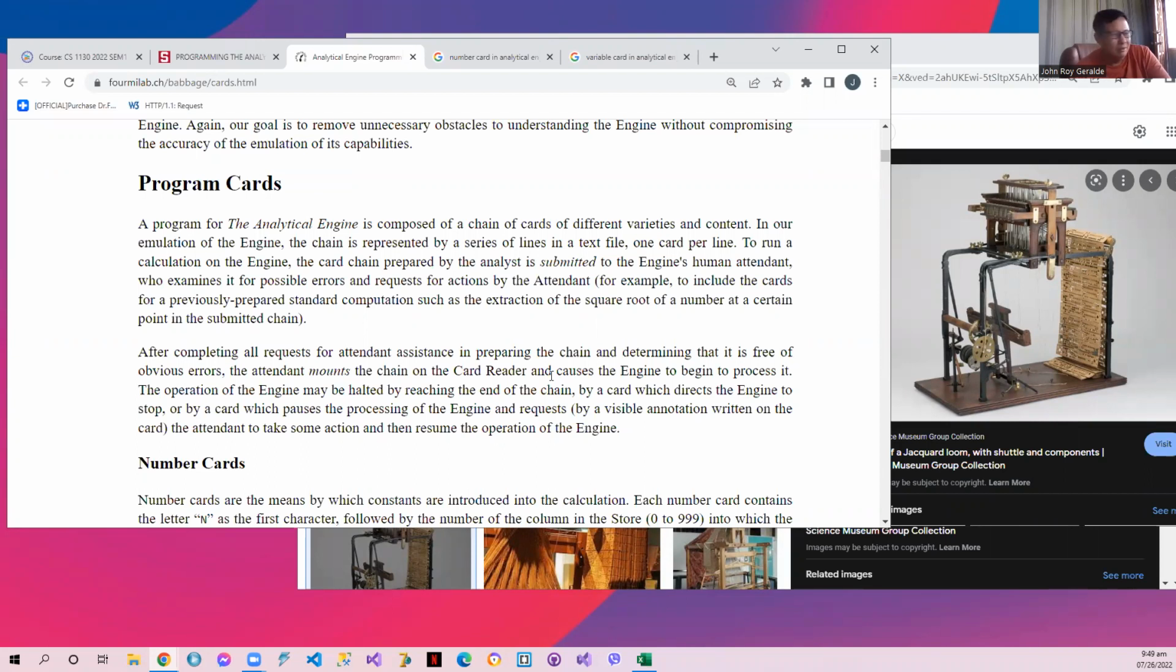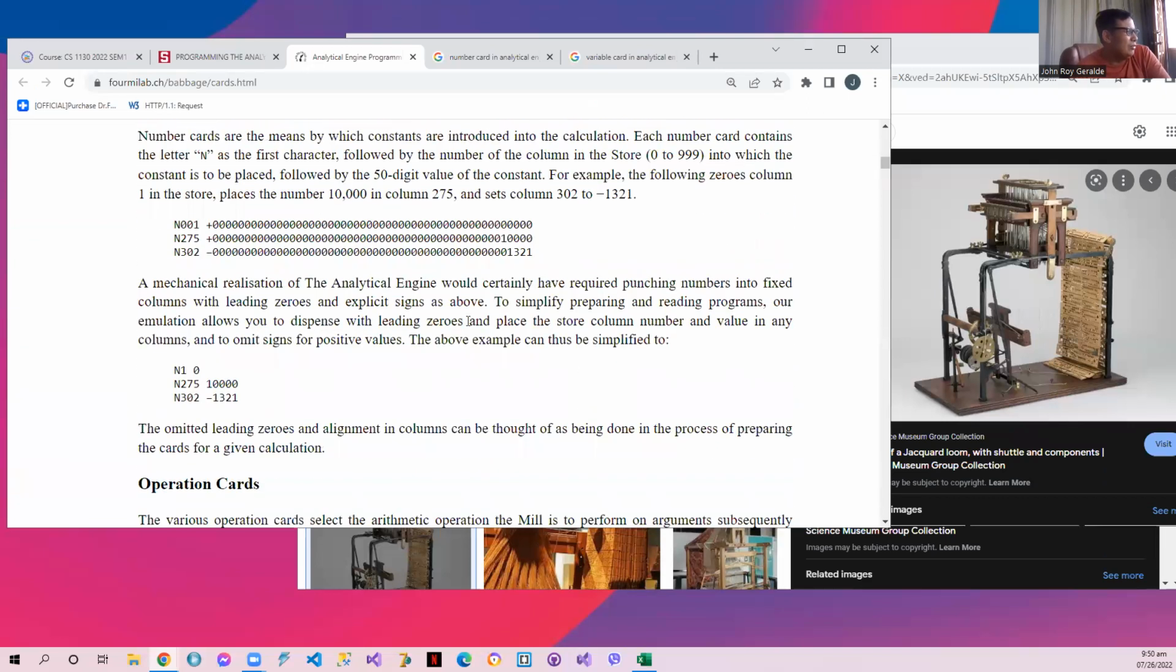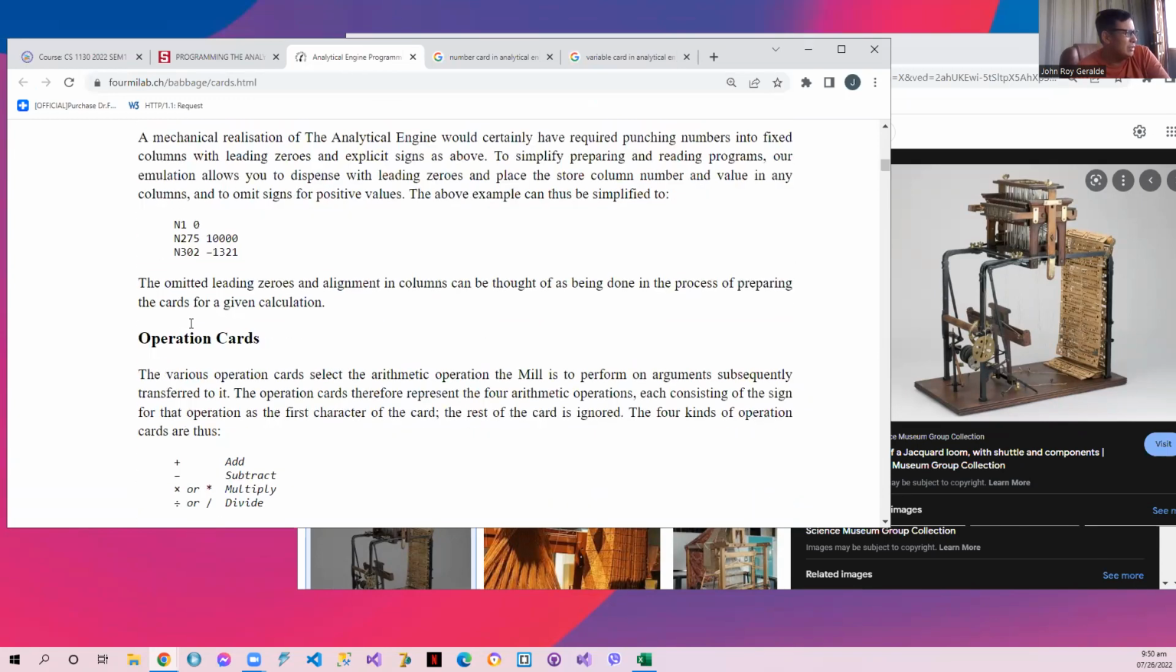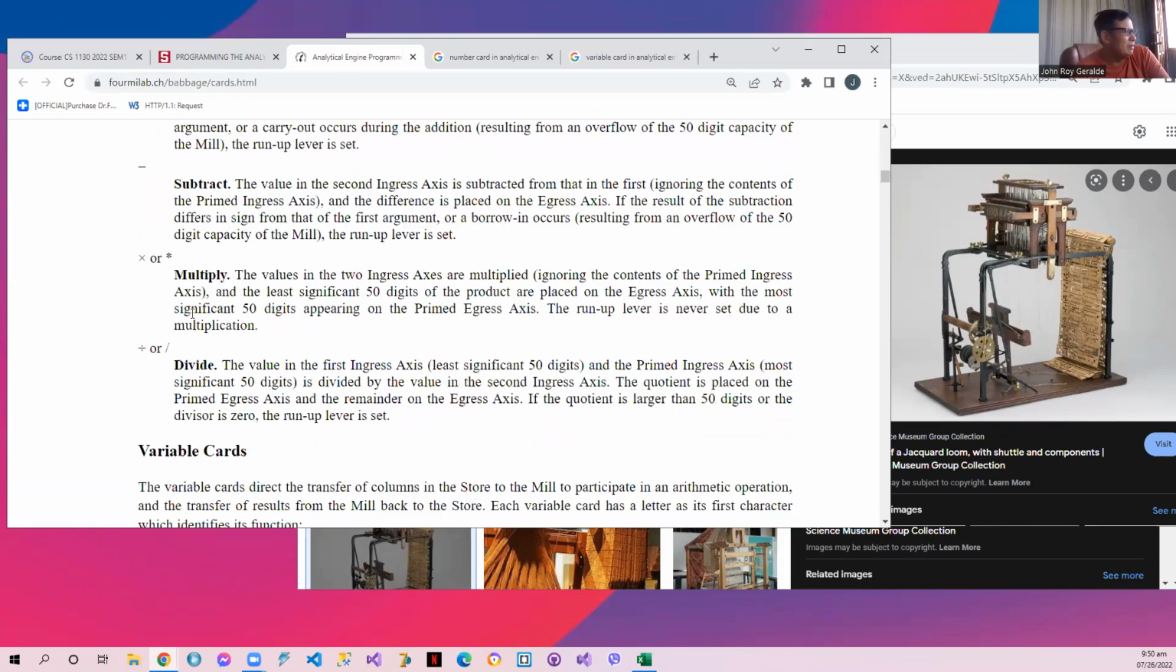In another way, the human attendant may be busy doing other things while waiting for the program to finish. So there's a bell to get the attention of the waiting attendant and look for the possible result. They follow the same example: N001, N275, N203.